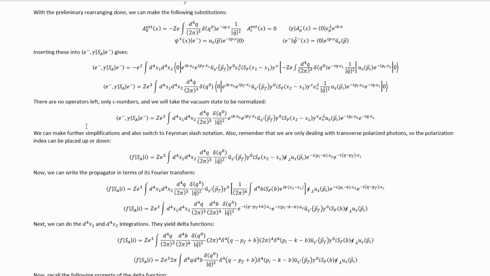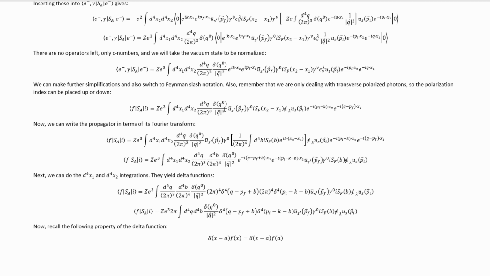And then, of course, this is just the Fourier transform of the Coulomb potential that I gave above. Inserting those gets us to here, and then rearranging some factors gets us to this. There are no operators left, only c-numbers, and we will take the vacuum state to be normalized, so that just gives a factor of 1, leaving us right here. We can make further simplifications and also switch to Feynman slash notation. Also remember that we are dealing with transverse polarized photons, so the polarization index can be placed up or down, which allows us to write it like this.